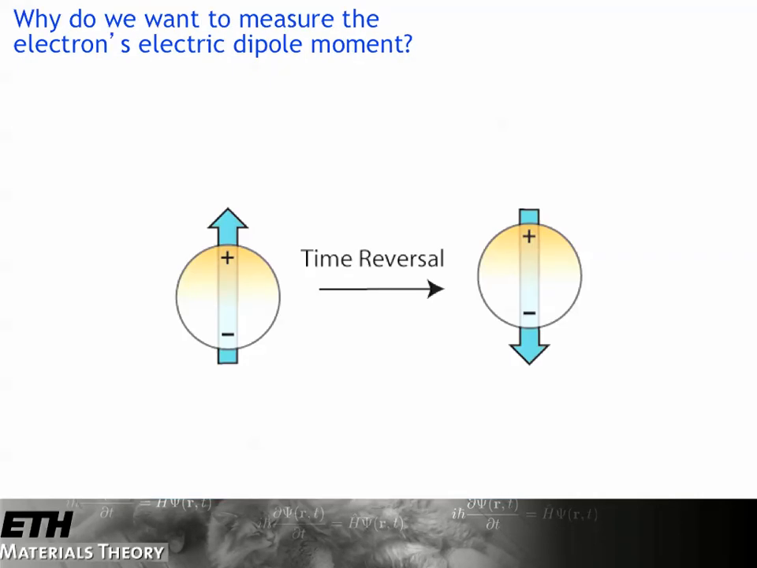The reason is that an electron with an electric dipole moment violates time reversal symmetry. I'm going to illustrate that here. Here's my electron with its electric dipole moment and its magnetic moment. When I apply the operation of time reversal to this electron, nothing happens to the electric dipole moment. An electric dipole is invariant under time reversal. But the magnetic moment, because it's a current, reverses. And so you can see that the electron I end up with after my hypothetical time reversal operation is not the same as the electron that I started with.